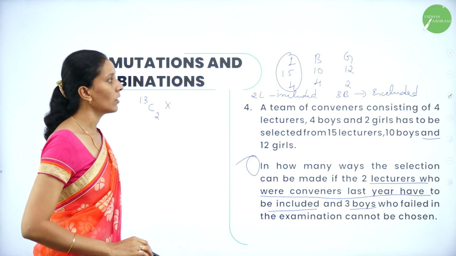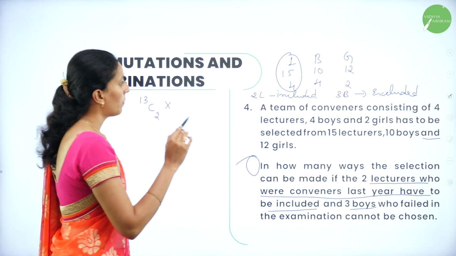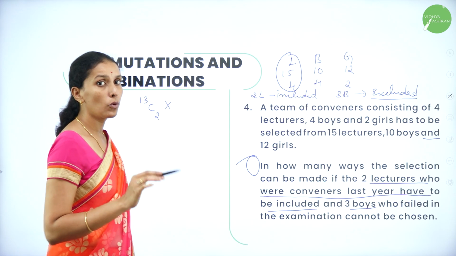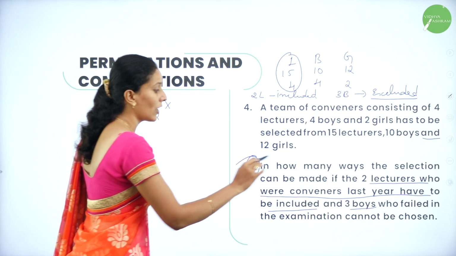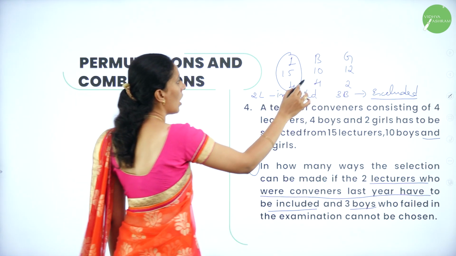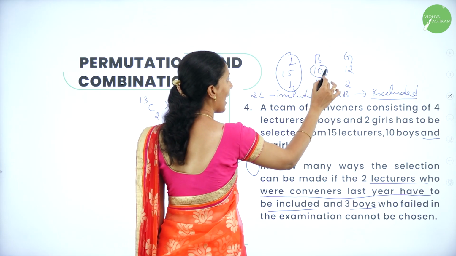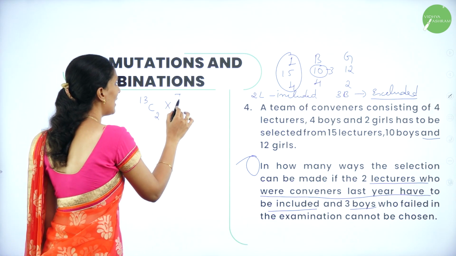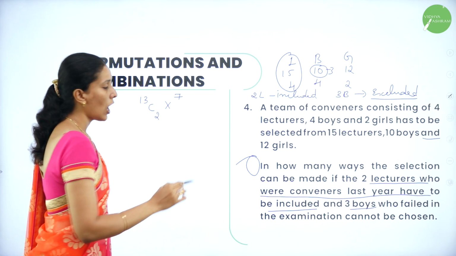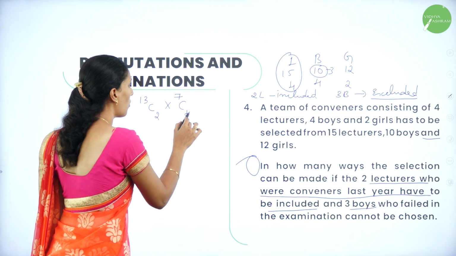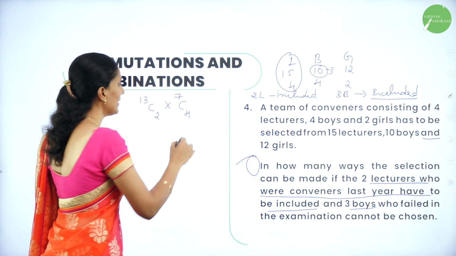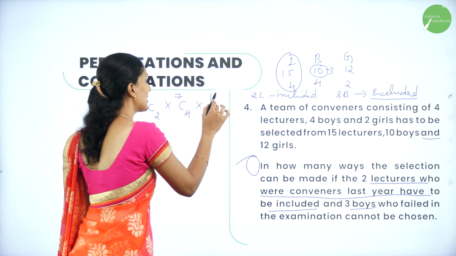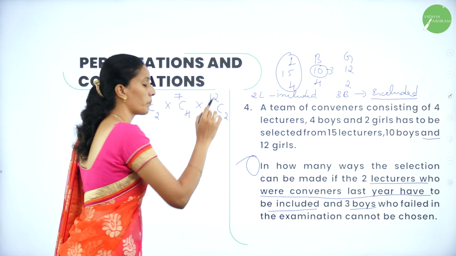And also boys. For boys, we have a condition for excluding. We have to remove 3 boys, because they cannot be chosen. So out of 10 boys, I have to remove 3 boys. Therefore, boys left is only 7, and 4 boys I can choose. Then girls. There is no condition for girls, so my selection is 12C2.